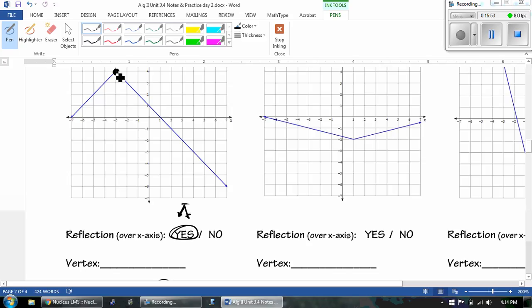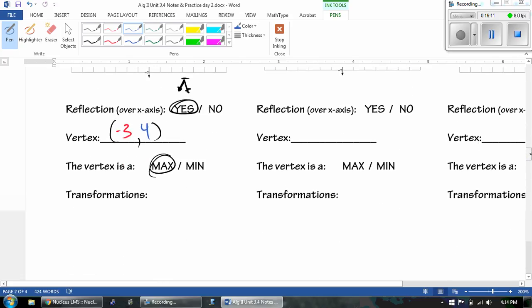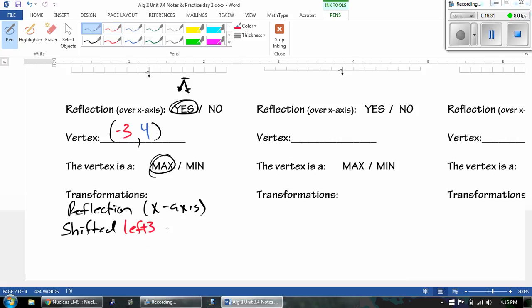So my vertex is right here. So what is that point? Well, we went left 3, and then I went up 1, 2, 3, 4. Okay, so we know to start with that there was a reflection over the x-axis, sorry, that this was shifted left 3 and up 4.